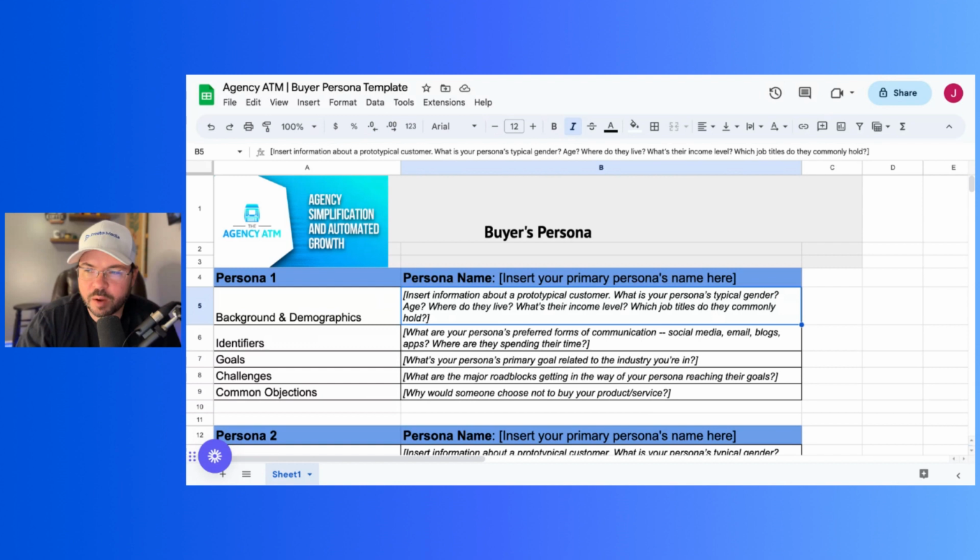Common objections: why would somebody not buy their product and service? So this is where you go, hey, why do people not choose to do business with you? That's the question you ask, and it's the question that client has to be able to answer. So you put all that in there. That gives you a good buyer's persona that you can speak to when you're creating your content.